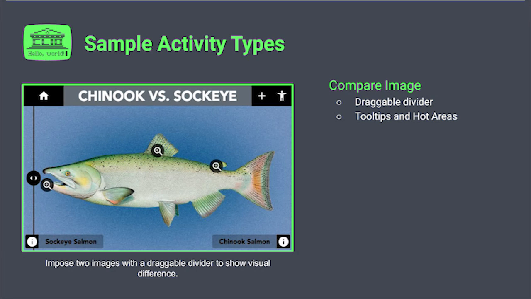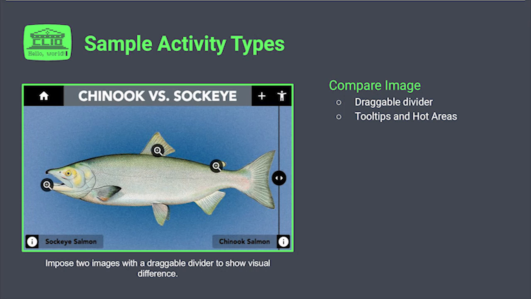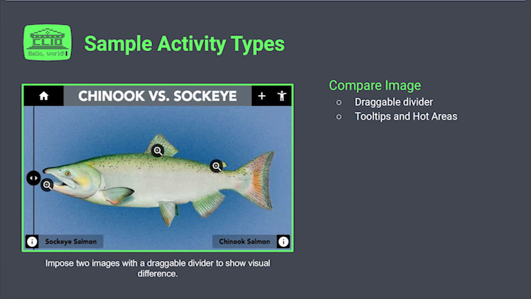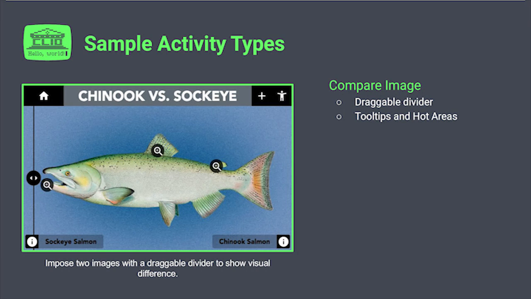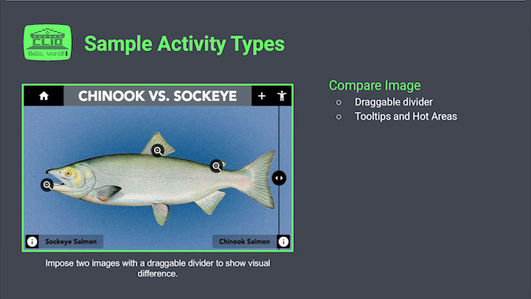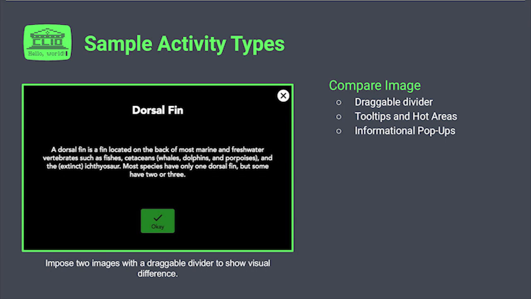The toolkit has instructions on how to customize these images. You can put those tooltips anywhere using some XY coordinates on your image, so it doesn't need to be where we've set up the template. You can have and highlight any kind of features you want in between the two images. So as you can see, in this activity, we've compared a Chinook salmon to a sockeye salmon and highlighted those anatomical differences between the two. The tooltips can also be programmed to have informational pop-ups, so you can provide even more context for what those differences mean between those two images.